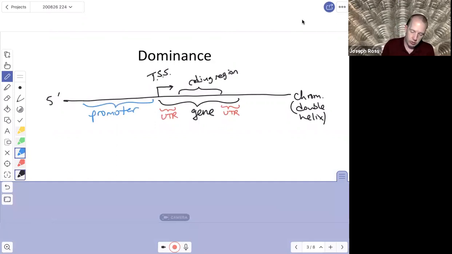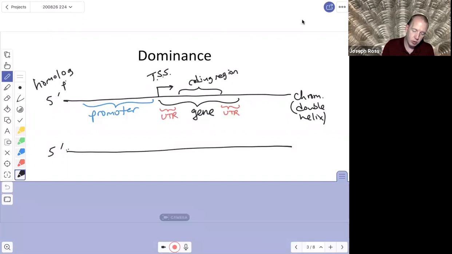So each individual is diploid. They'll have two copies or homologs. Let's say the top one is the paternal and the bottom one is the maternal homolog. That's not standard genetic nomenclature, P and M. That's my own nomenclature.